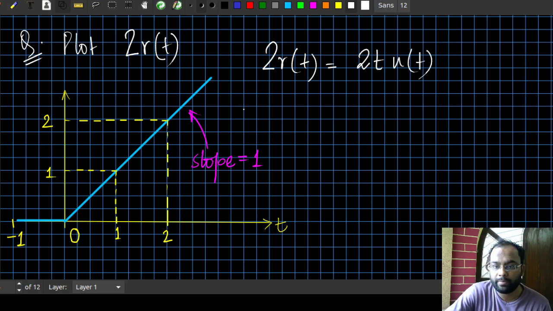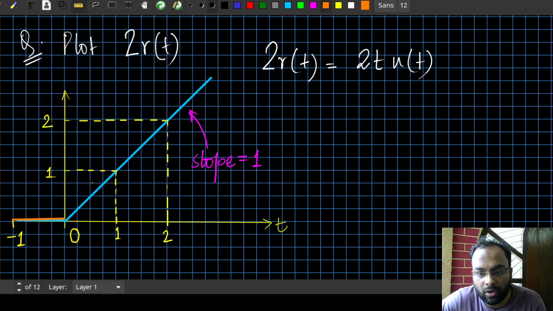2tu(t), right? So simply the result will be a straight line after t equal to 0 with a slope of 2, right? So if I use a different ink maybe, of course the value of the signal will be 0 before t equal to 0. And afterwards, the slope of the signal will be equal to 2. So when t is equal to 1, the value of the signal will be 2. When t is equal to 2, the value of the signal will be 4. So on and so forth.